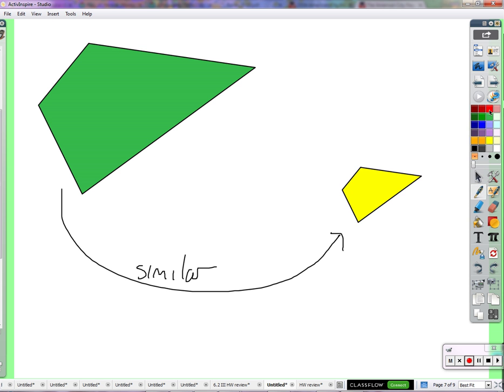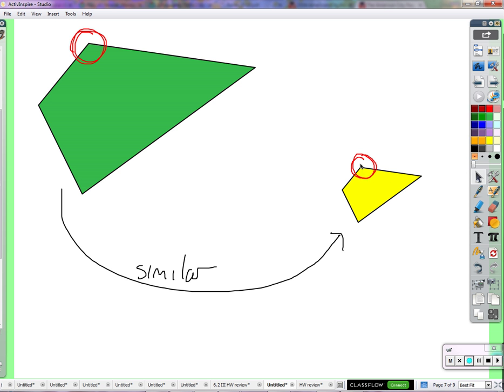Let me ask you a question about this angle right here. Obtuse. And this angle right here. What would you say about those two angles? They're obtuse. No, they're similar. Are they exactly the same? No. They're obtuse. So I took this, I copied it, I shrunk it down and got this shape.